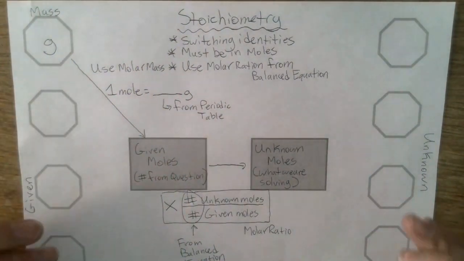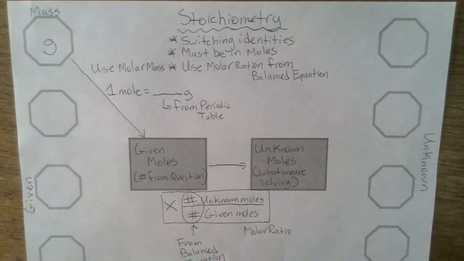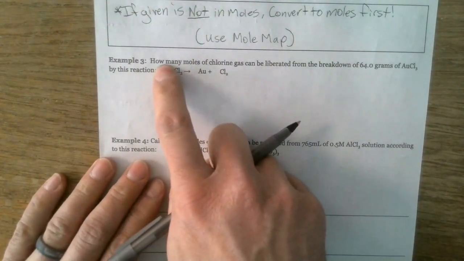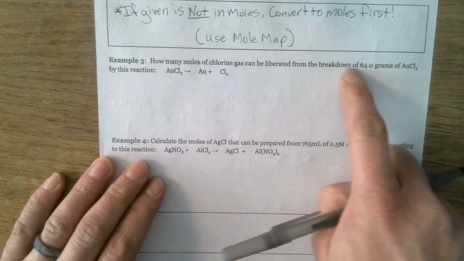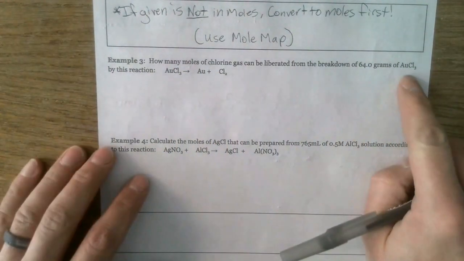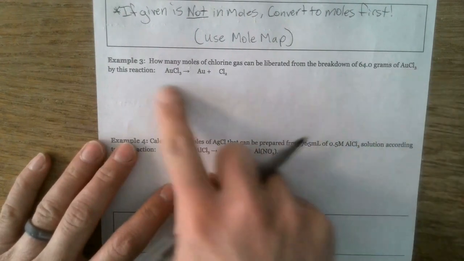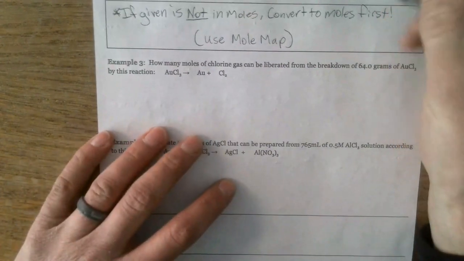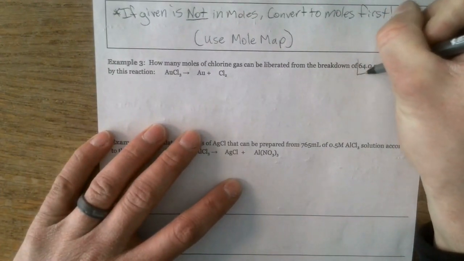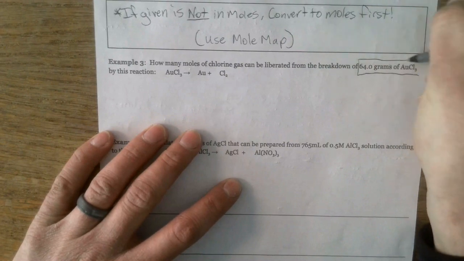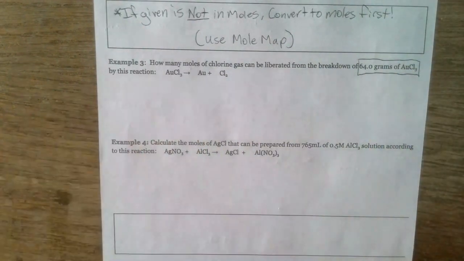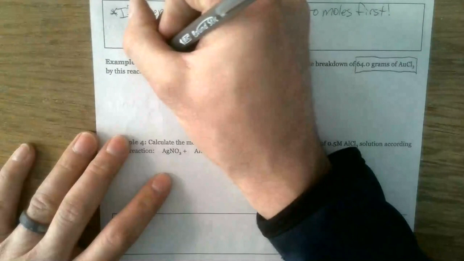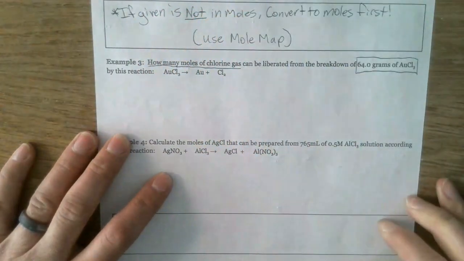So now let's go ahead and look at an example of that. Going back to our examples here, let's look at number 3. So if we look here, how many moles of chlorine gas can be liberated from the breakdown of 64 grams of gold-3 chloride. And this is our chemical reaction. So let's identify what we're given here and what our unknown is, what we're trying to solve for. Here, our given, our numerical value, is 64 grams of gold-3 chloride. Then we're trying to get to moles of chlorine gas.